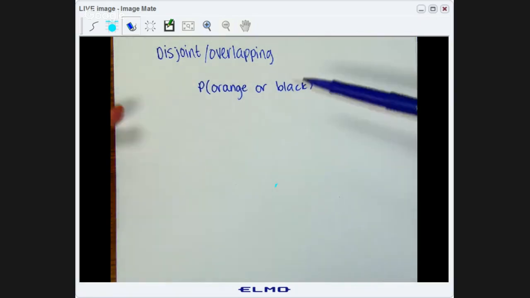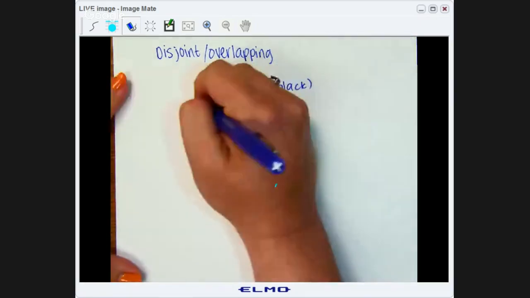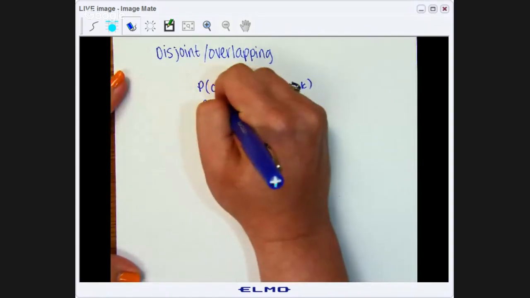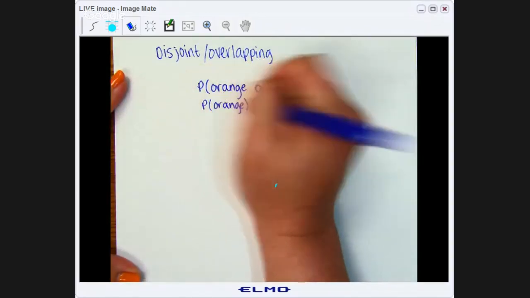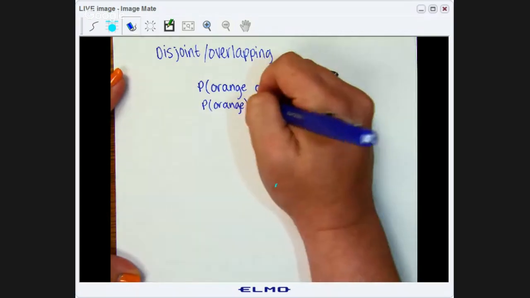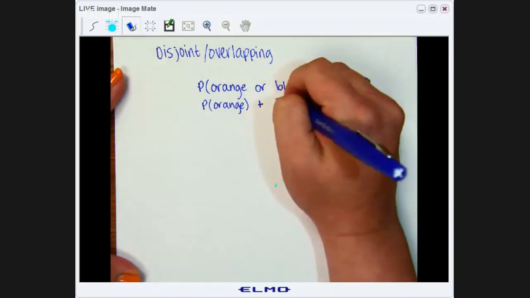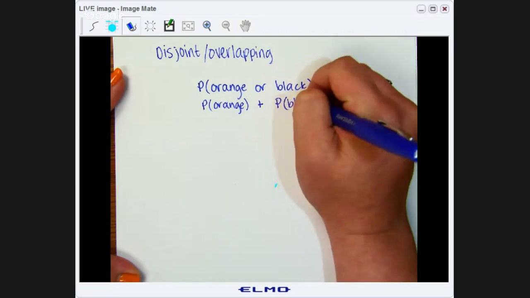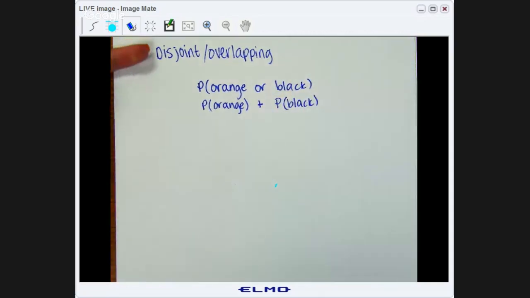So all you would have to do for disjoint is find what is the probability of the orange marble. And then when I have or, that indicates addition, plus the probability of the black marble. Now, because this is disjoint, you don't have to worry about subtracting. Now, if you look at the back of that page, let me see if there's any on here, because those are independent, dependent.